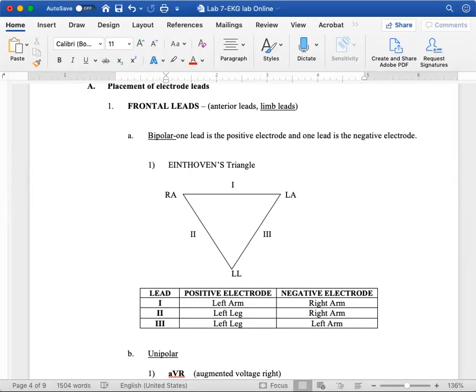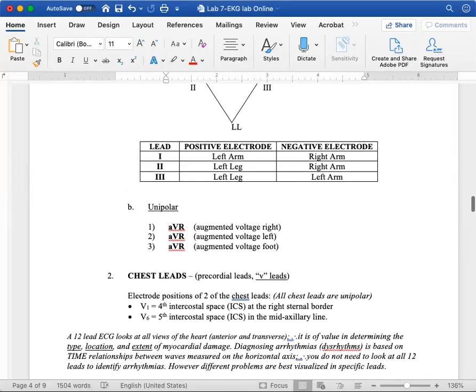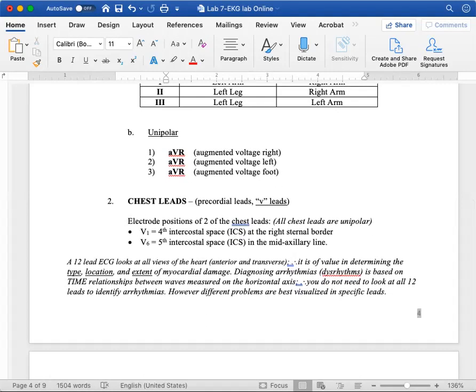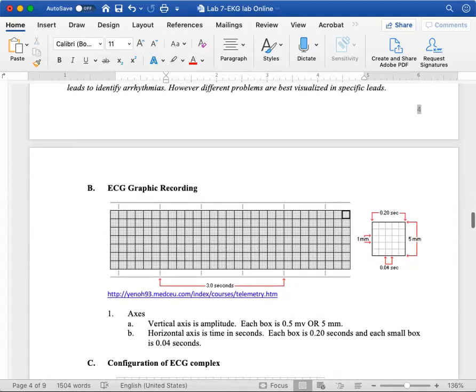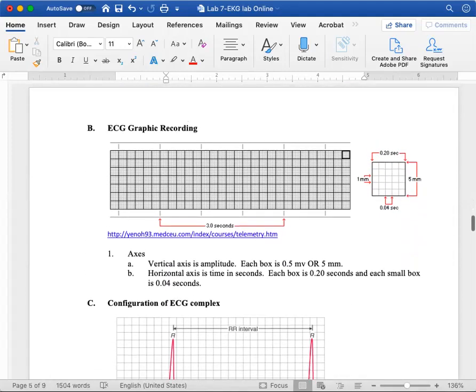So we're going to evaluate lead 2. We're not doing the augmented leads or the chest leads. What I recommend if you're going on to your professional programs, take an EKG short course so that you learn how to interpret EKGs and rhythms.